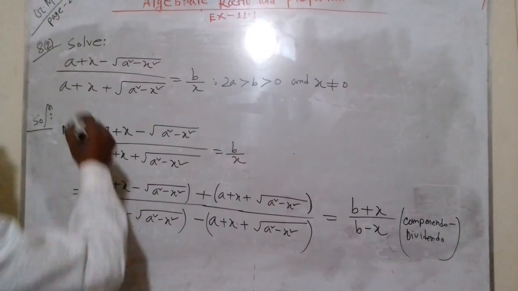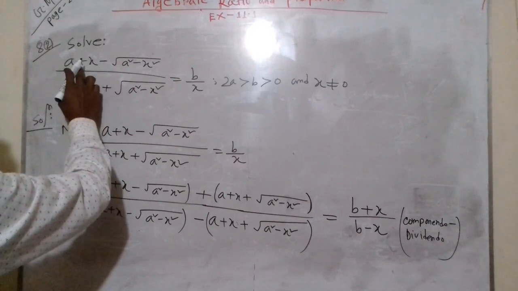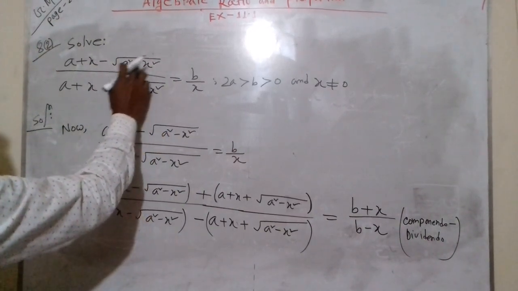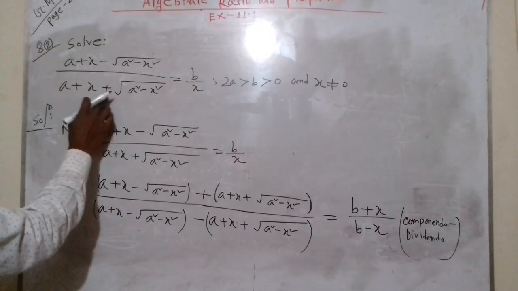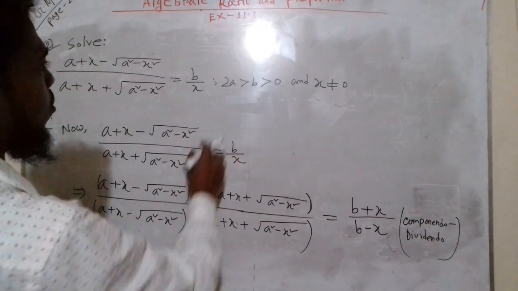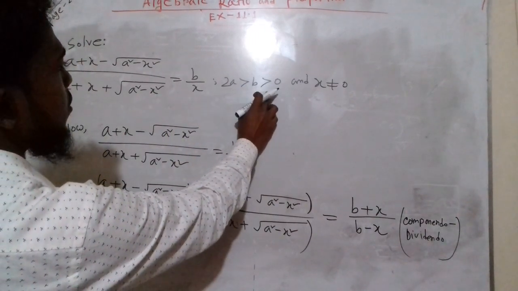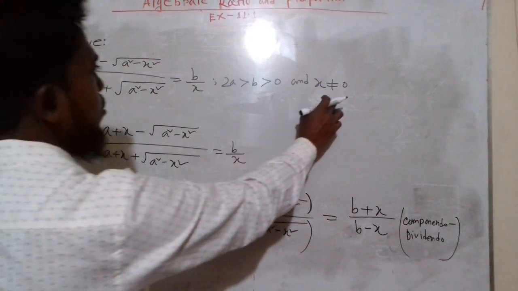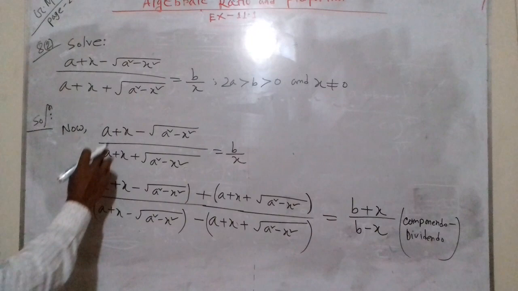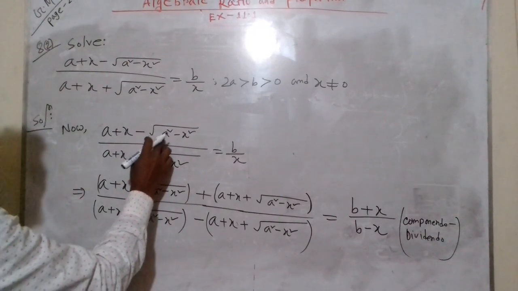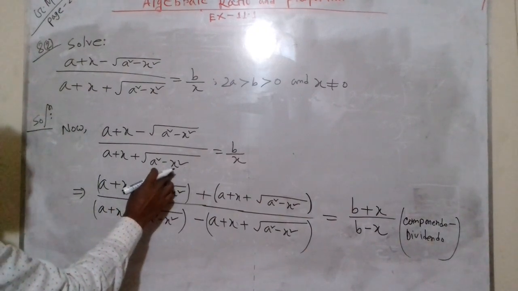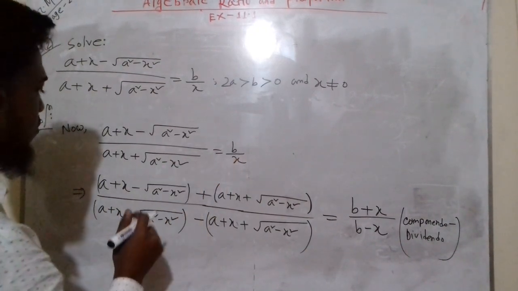Now problem number 8 of 2. Solve (a plus x minus root over a square minus x square) divided by (a plus x plus root over a square minus x square) equal to b by x, where 2a is greater than b is greater than 0 and x is not equal to 0. Solution. Now a plus x minus root over a square minus x square divided by a plus x plus root over a square minus x square equal to b by x.